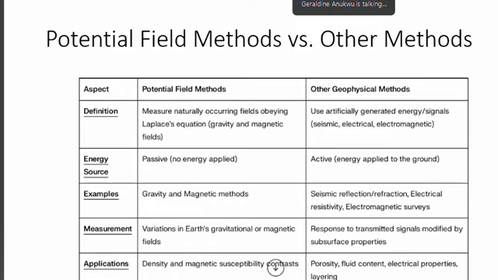Then we are expected to look at potential field methods. So the question you'll be asking is, which ones are potential field methods? Generally, to define it, a potential field method measures naturally occurring fields that obey Laplace's equation.